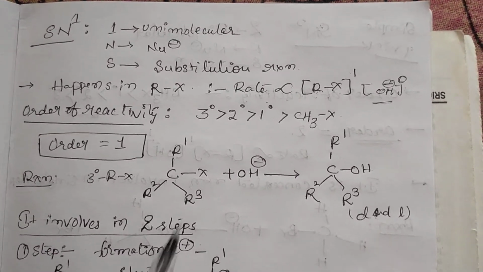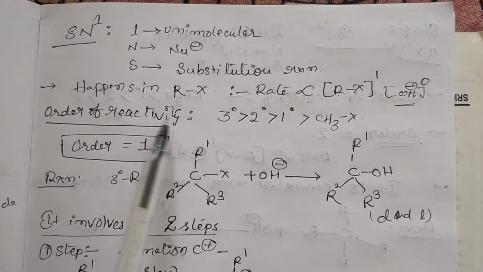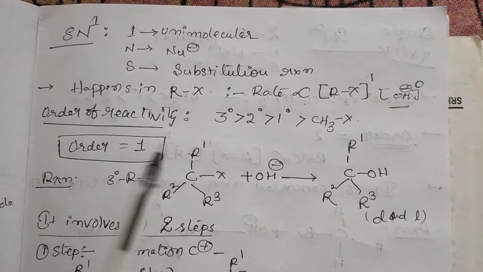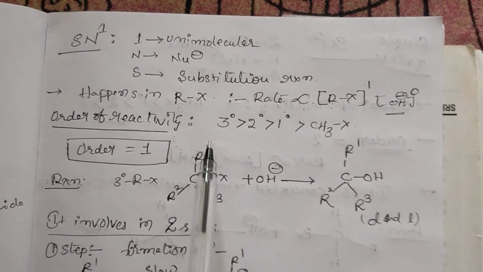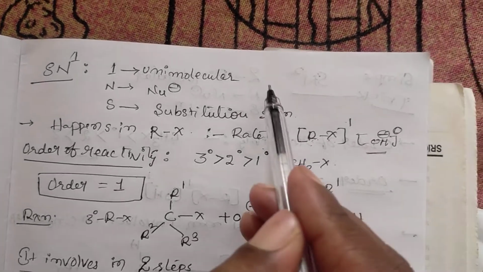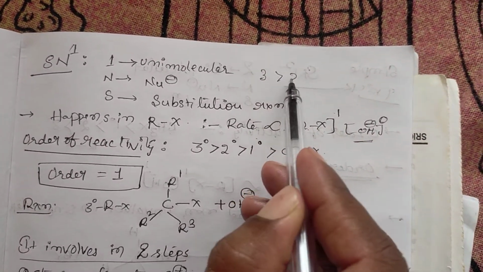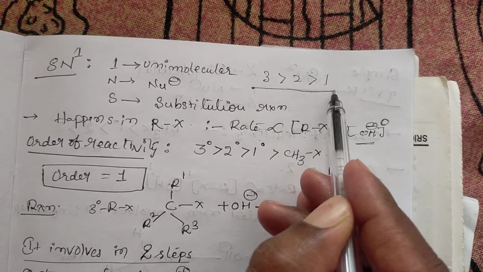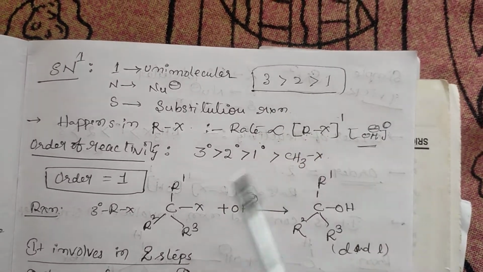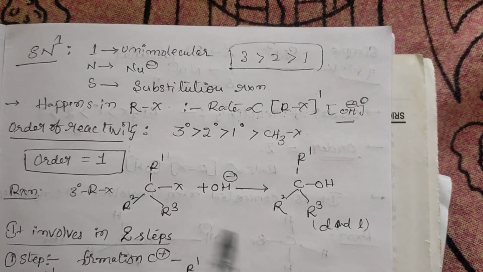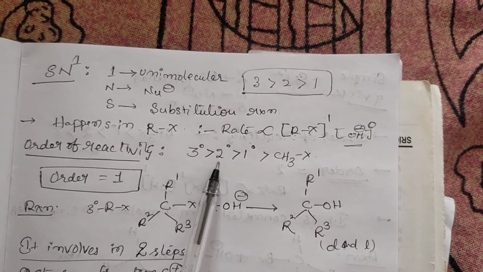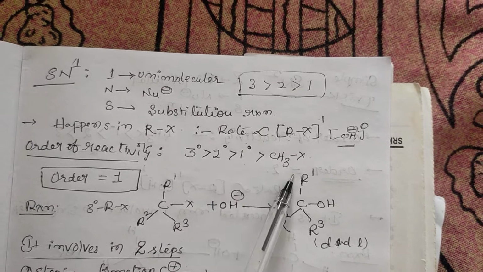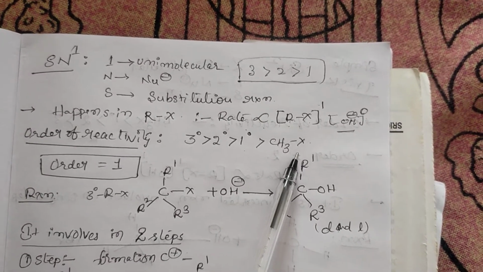Clear? Now, which alkyl halide is more reactive? How should you remember? A simple trick: 3 2 1. What is 3 2 1? Tertiary alkyl halide is more reactive than secondary, then primary, then methyl halide.